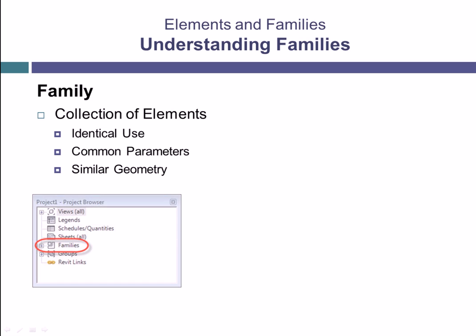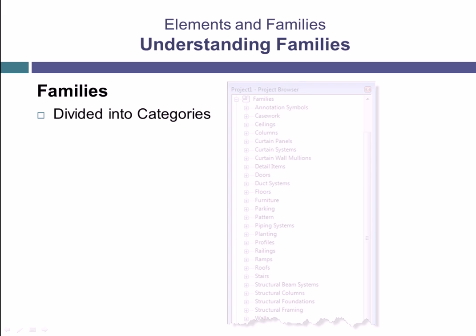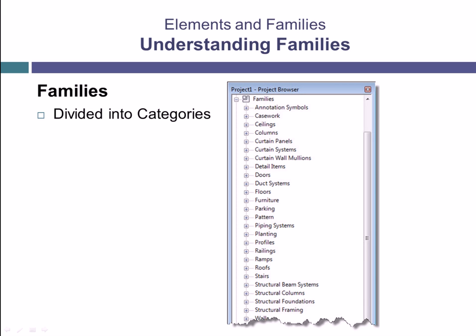If you look in the project browser, you can see that there is a branch called Families. Families in Revit are divided into categories, such as annotation symbols, ceilings, doors, lighting fixtures, plumbing fixtures, and so on. If you expand the Families branch in the project browser, you can see the categories of families that have been loaded into that project. Categories cannot be created or deleted and are important in determining the visibility of elements. Each family in Revit belongs to one of these predefined categories.